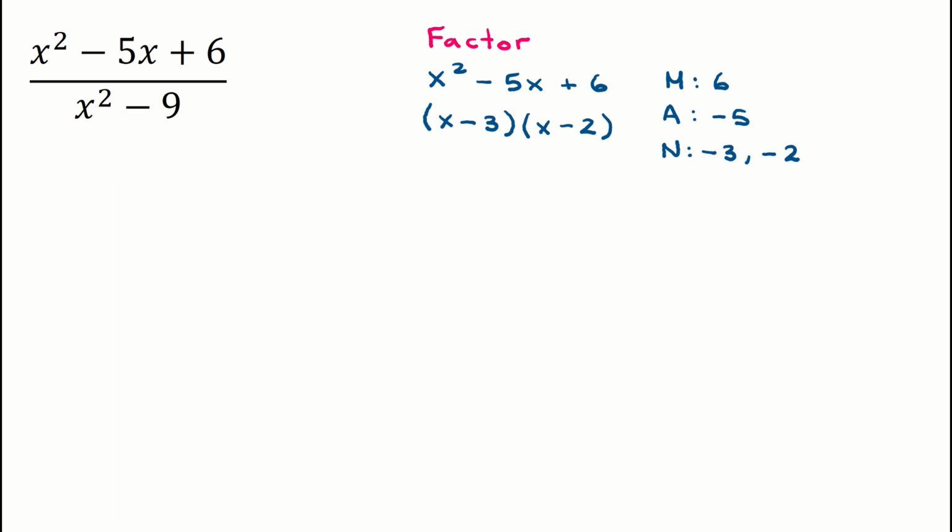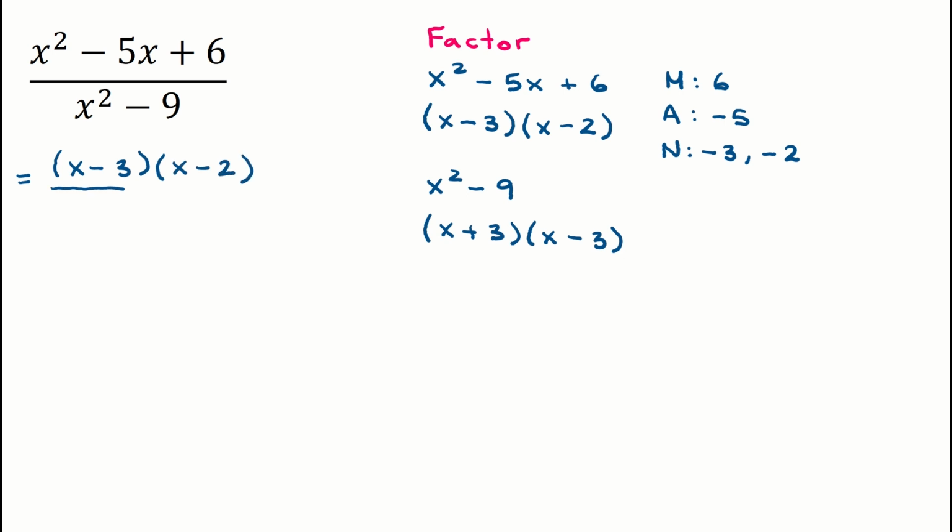If we look at our denominator, we have x squared minus 9. Now this is a difference of squares because we have a perfect square minus another perfect square, which means to factor this, we are changing it into x plus 3, x minus 3. After we factor it, let's put everything back into the fraction. So the numerator is x minus 3, x minus 2, and our denominator will be x plus 3, x minus 3.